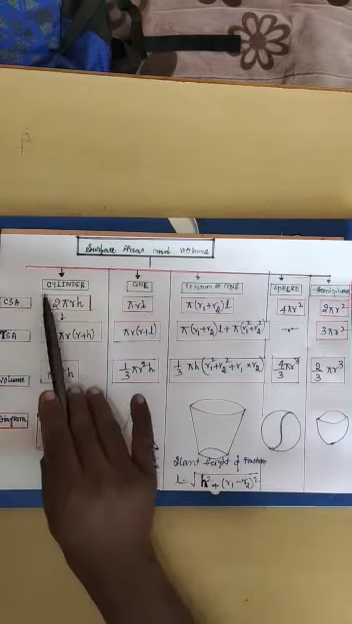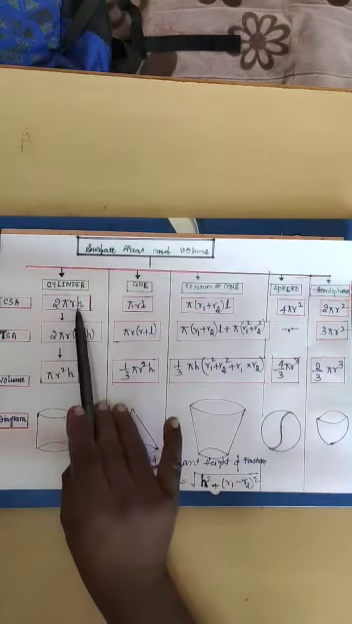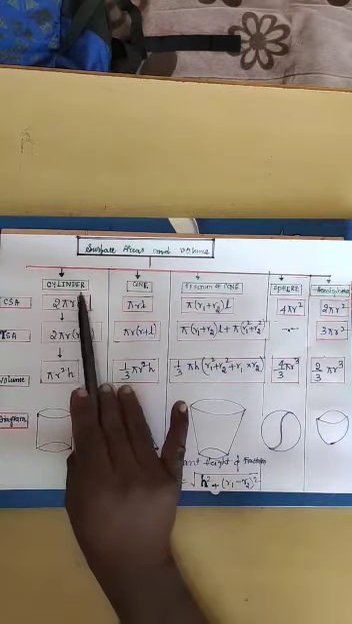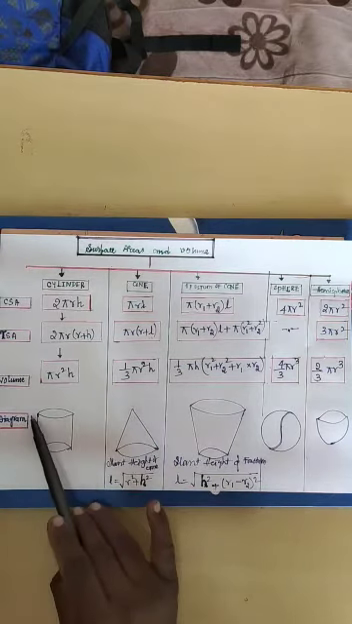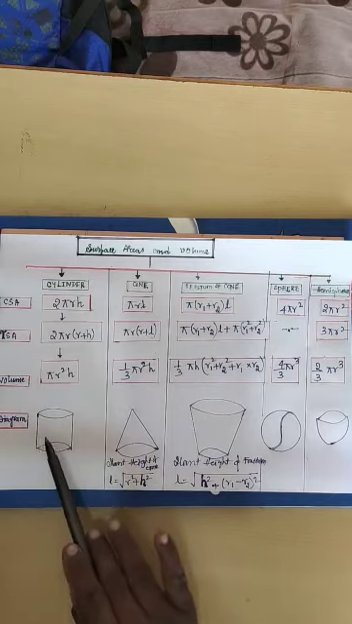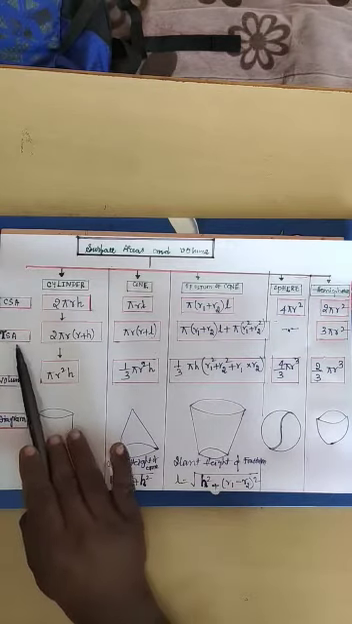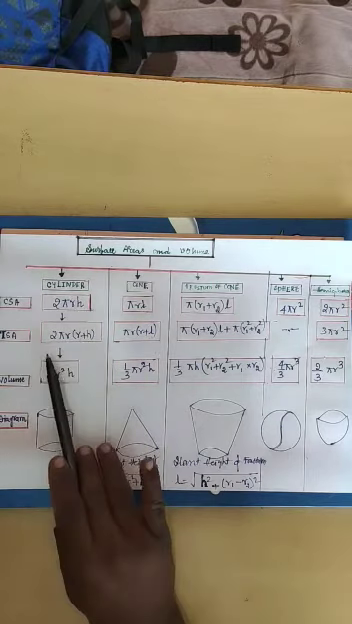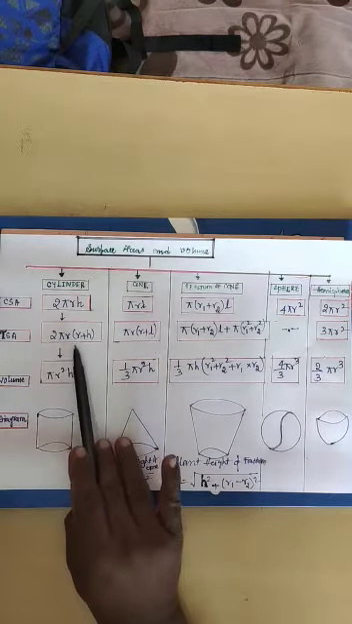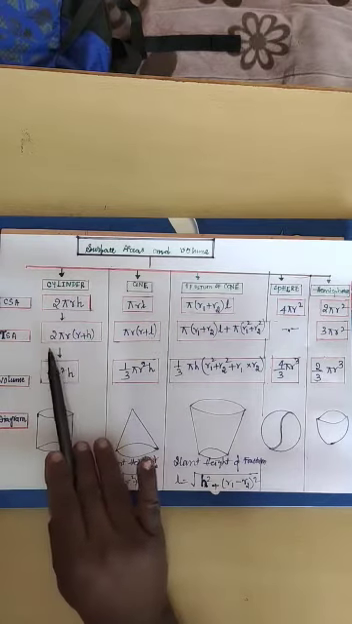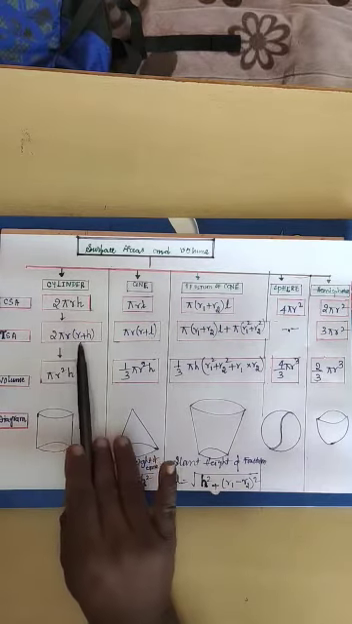So the curved surface area of a cylinder is 2 pi rh square units. The curved surface along with the top and bottom together is called the total surface. So the total surface area of a cylinder is 2 pi r into (r plus h).